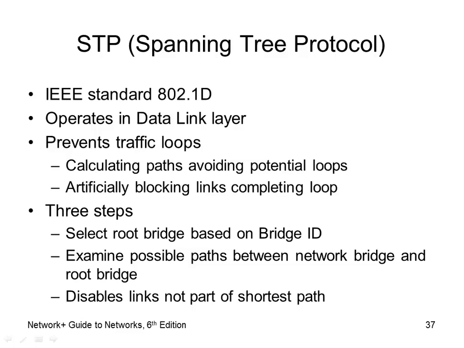So with spanning tree turned on, it actually reads those packets, and if it sees the same thing over and over, it blocks it. So it prevents that broadcast storm from ever starting. And the way that it works, you have to select a root bridge. So one of your devices is going to be the root bridge, and it will determine what the best path to the other network is.